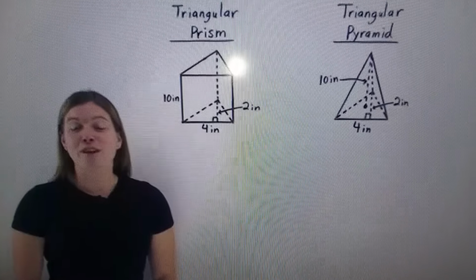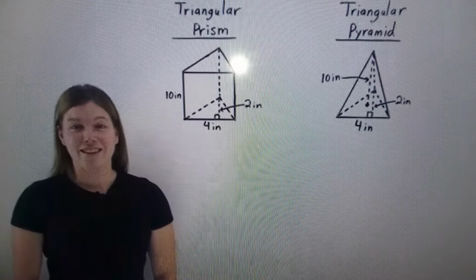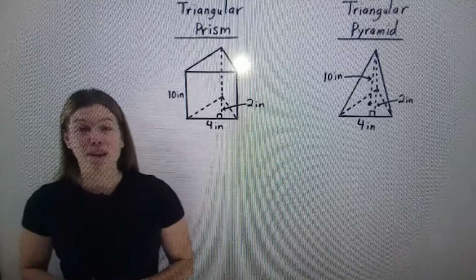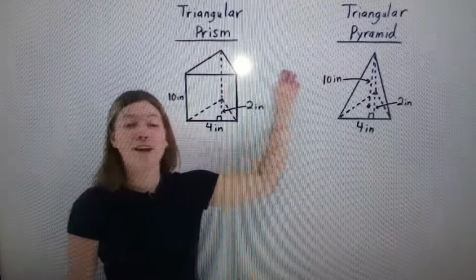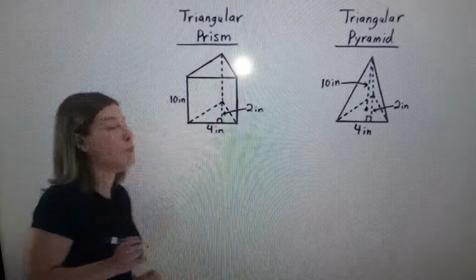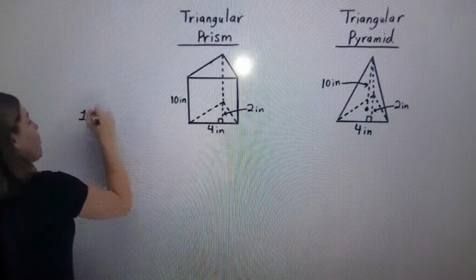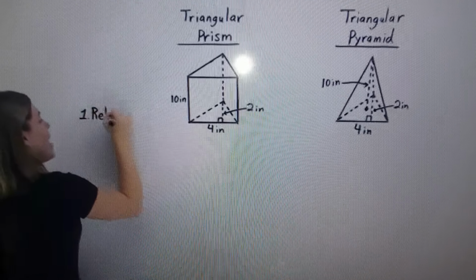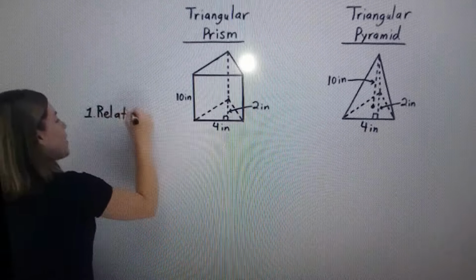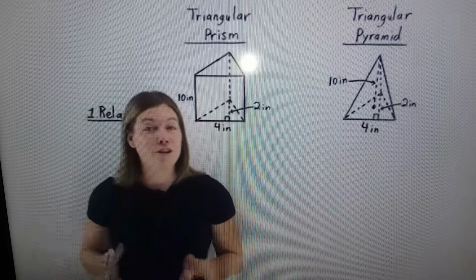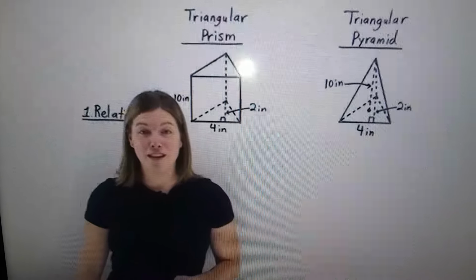How do we find the formula for the volume of a pyramid? To help us figure out this formula, let's take a look at a pyramid and a prism that have the same shape of base. Here we have a triangular prism and a triangular pyramid. Let's find the relationship between this prism and this pyramid. That will help us find the formula for the volume of a pyramid.